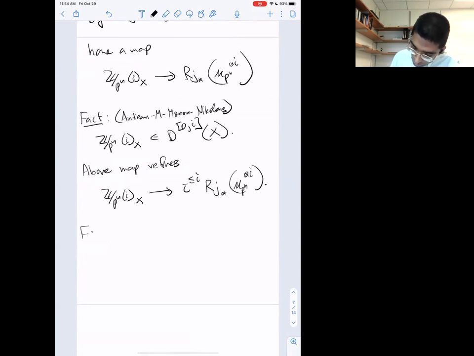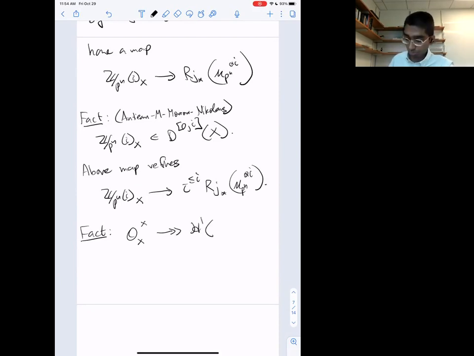We're going to need one more fact, which is that if you look at what happens, so I said that these Z/p^n twisted by i live in degrees 0 to i, but you can also say something about the top degree cohomology. So recall that in weight 1, you have this Kummer map. So in weight 1 you have a surjective Kummer map from O_X^× to H^1, as a sheaf of Z/p^n(1) of X.